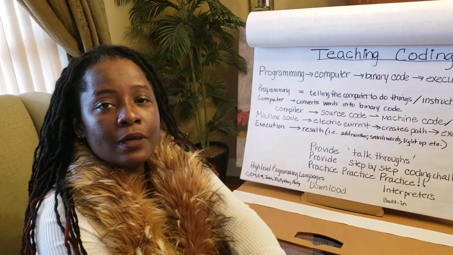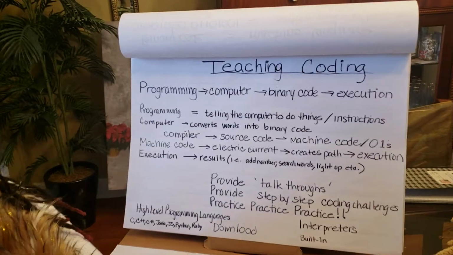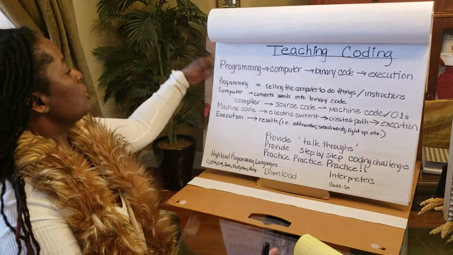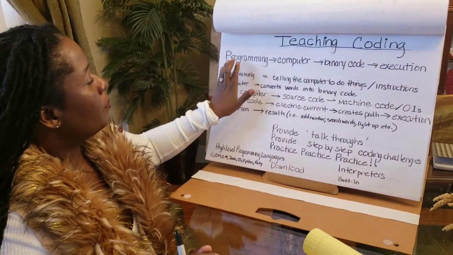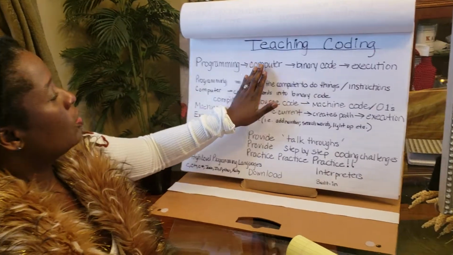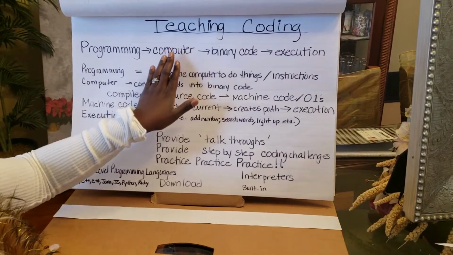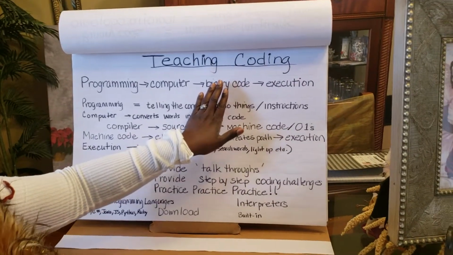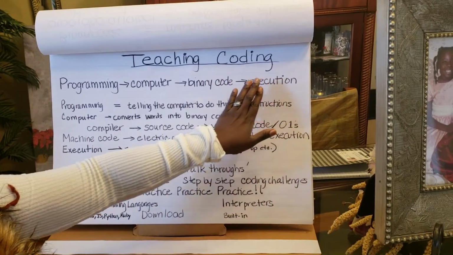STEM students, this morning I want to talk to you about teaching coding. So I want to go over some things on how I'm actually going to teach it to you. So yesterday we left off with this line where we talked about how high-level programming language goes into the computer, and then the computer, which has a compiler processor, is actually going to turn it into binary code, which is machine code. And from that machine code, we get execution, okay?